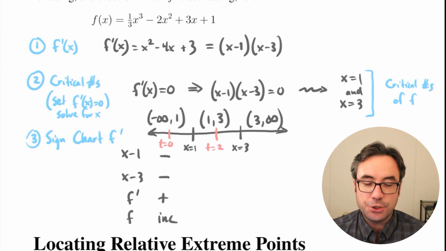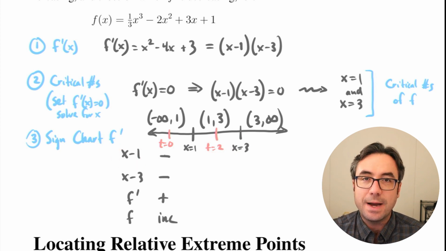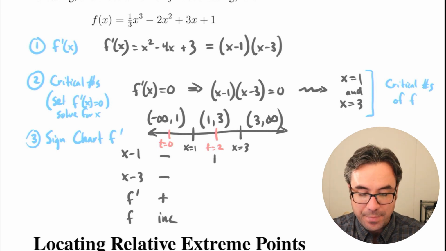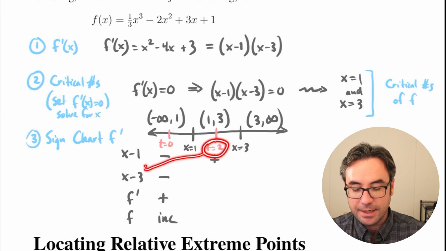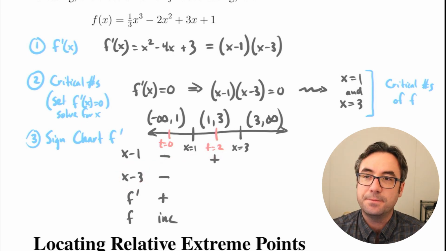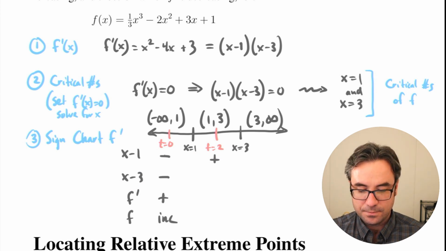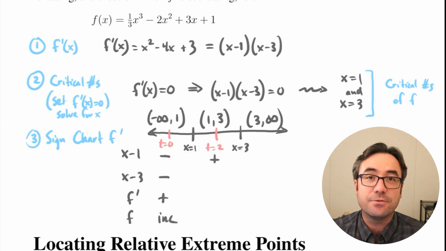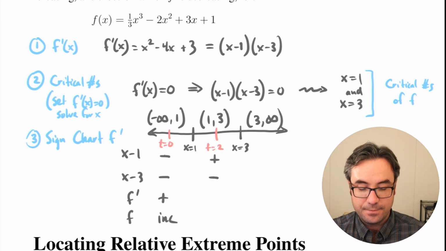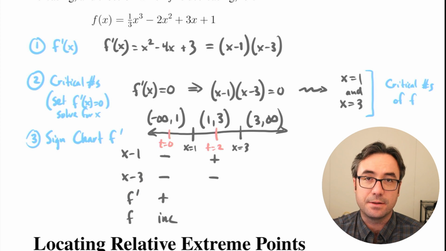And I'm going to take this number 2, and I'm going to plug it into the first factor. So I get 2 minus 1, which is positive 1. So positive. Then I take that same test number, and I can plug it into the other factor of f prime. And when I do that, what do I get? I get 2 minus 3. So I get negative 1. So this factor is negative on that middle interval.